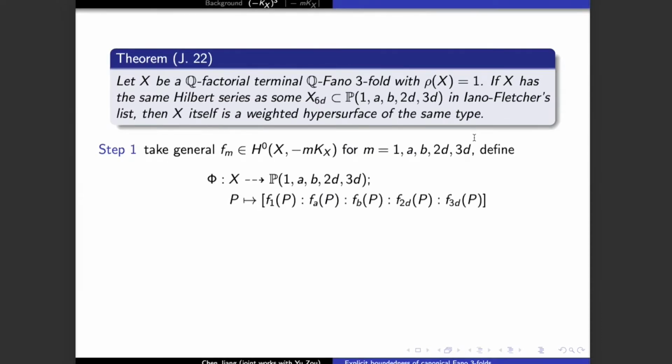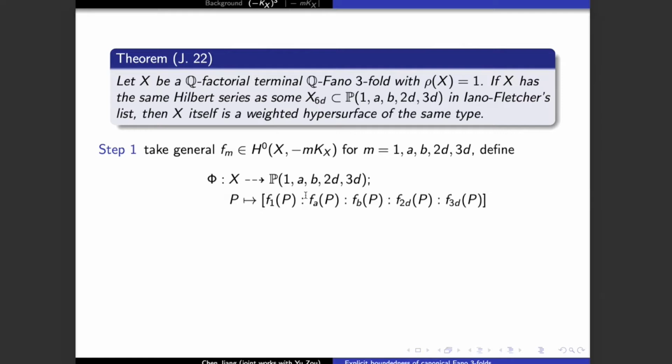So the idea of the proof is somehow straightforward. We just try to embed X in this weighted projective space, and show that it is actually a hypersurface of a certain degree. But in the first step we cannot get an embedding, but we can get some rational map.